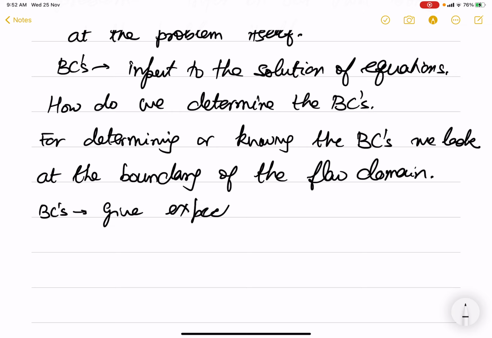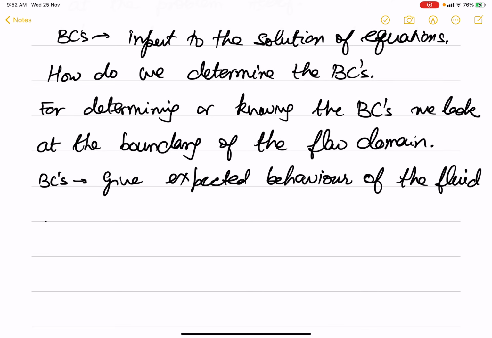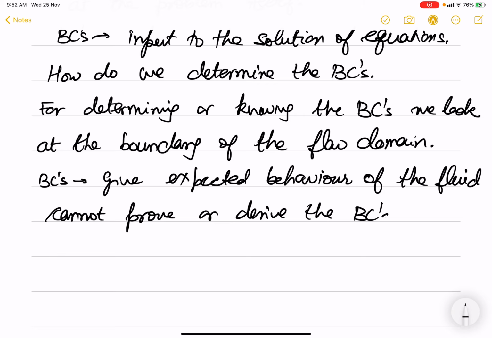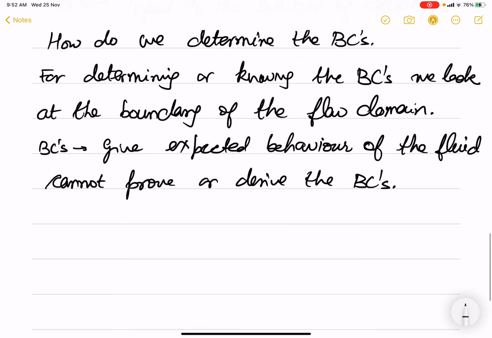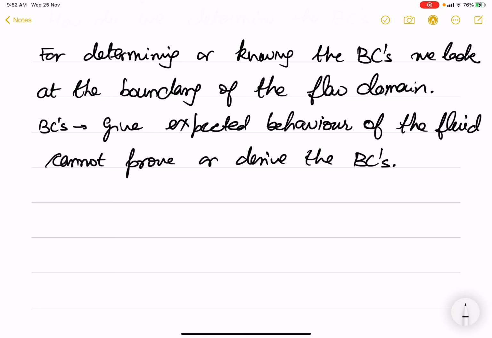And boundary conditions are something which give the expected behavior of the fluid. And these we cannot prove or derive. So it's something like you look at the problem and you should be able to say what the boundary conditions are. And there would be some logic to this, while we say we cannot derive them.